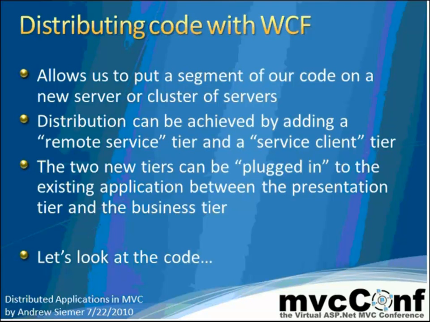Distributing code with WCF allows us to put a segment of our code on a new server or clusters of servers. Distribution can be achieved by adding the remote service and the service client that we saw. These two tiers can be plugged in and pulled out. This can happen for distribution, caching, and several other ways of processing. They don't necessarily impact the unit of processing that you currently have. They are totally separate types of functionality that you can essentially dangle into your application and have everything magically work, like we saw with the distribution layer.